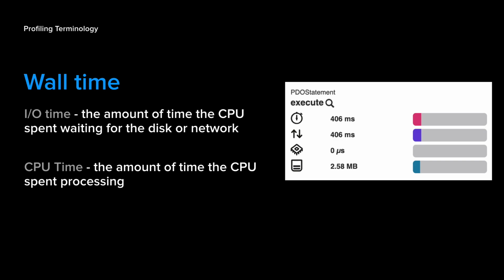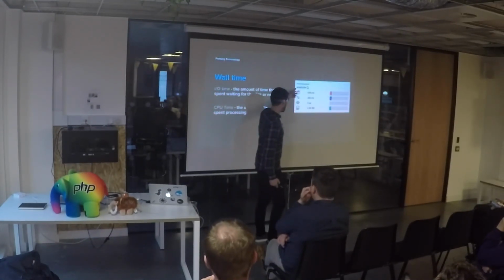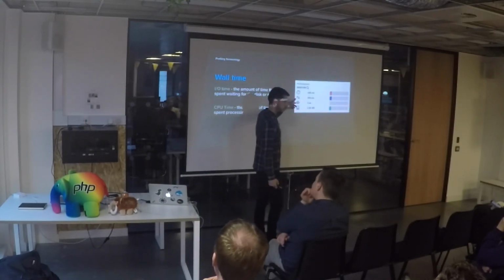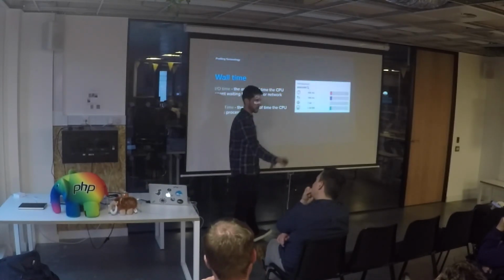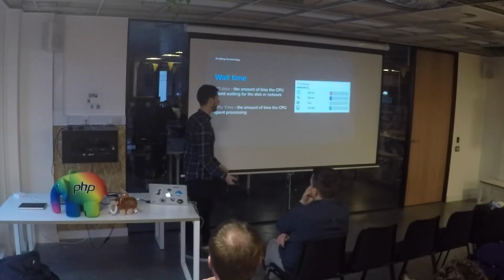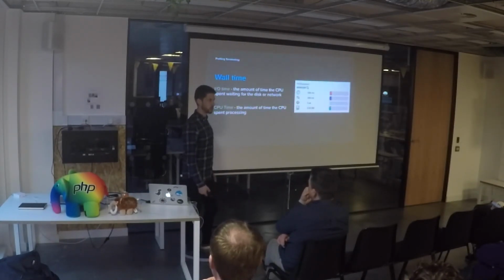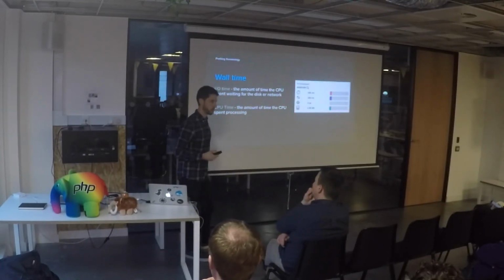So what is wall time made up of? You've got two things mainly: your I/O time and your CPU time. Over here on the right-hand side, we've got 406 milliseconds as our wall time. We've got I/O of 406 milliseconds and no CPU time. This one's actually doing a PDO execute, which is sending data to a database, and we're getting some data back. So we're essentially waiting for something else. There's probably not a lot we can do to optimize this function, but we may be able to optimize things further up that are calling this function.